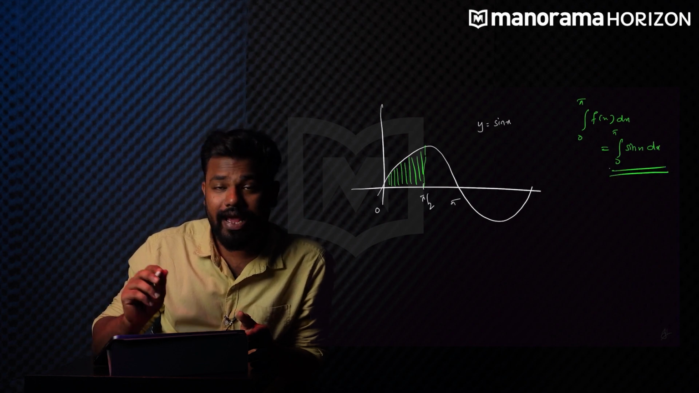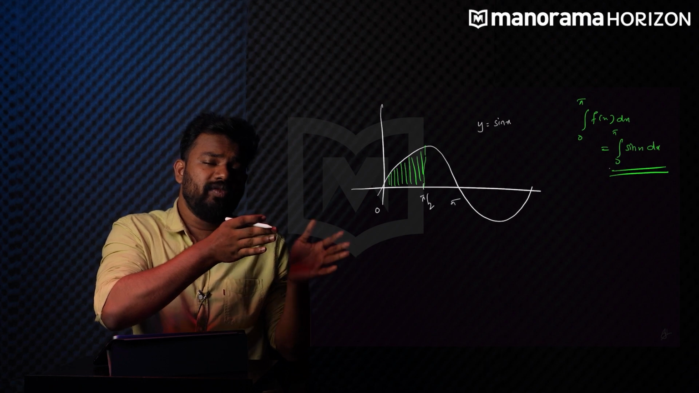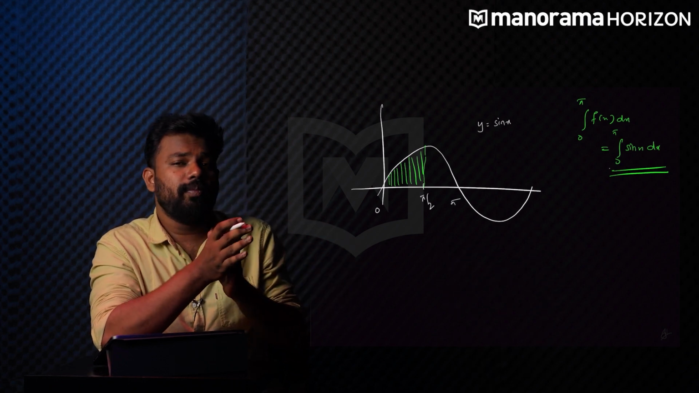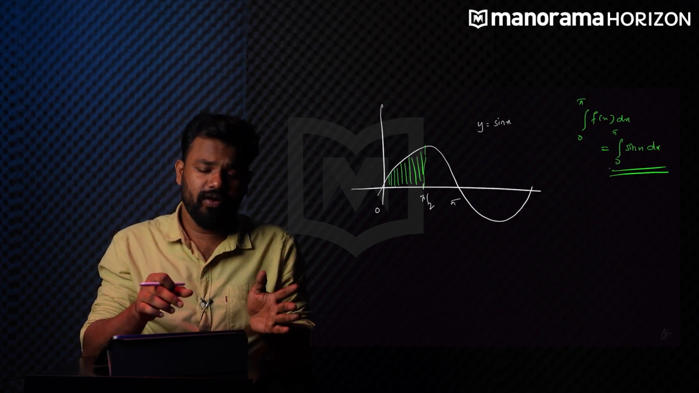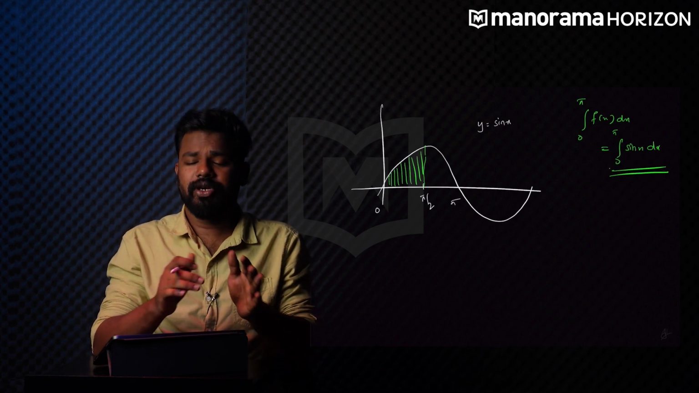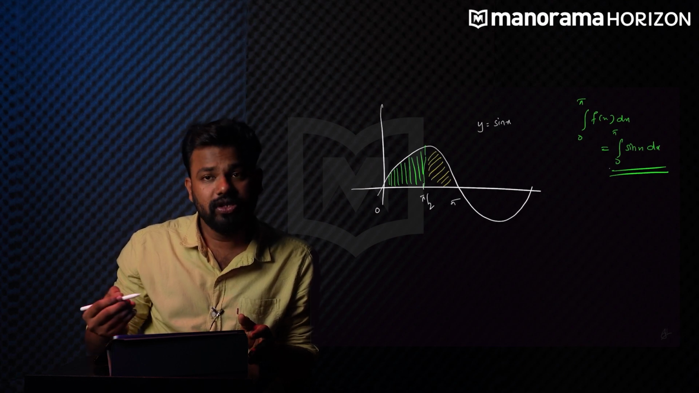Now, this whole area can be split into two parts. If I take a point in the middle of 0 and pi, which is pi by 2, surely I can, because they look symmetric. If I draw this graph, I can see that this part over here and this part over here are symmetrical to each other.